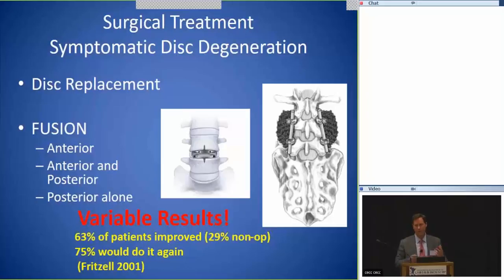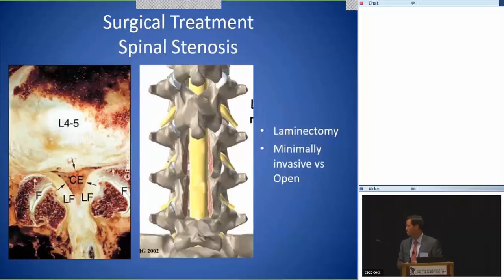The other problem with it is you wait until everybody's failed everything. Well, you're almost pre-selecting people that are going to do poorly because they haven't gotten better with anything else. So it gets really complicated really quick. And so we try hard to avoid surgery for just isolated disc degeneration. So spinal stenosis, well, we have 2 different options now.